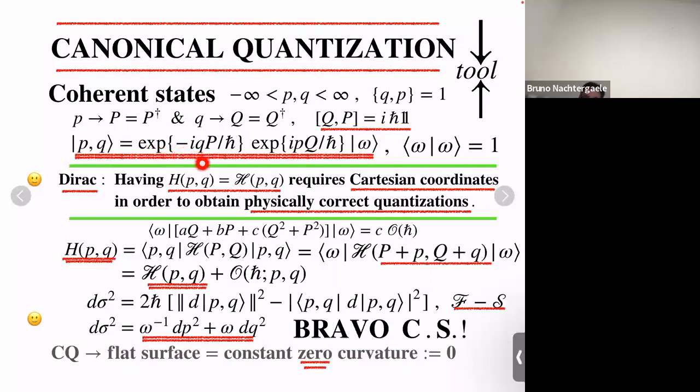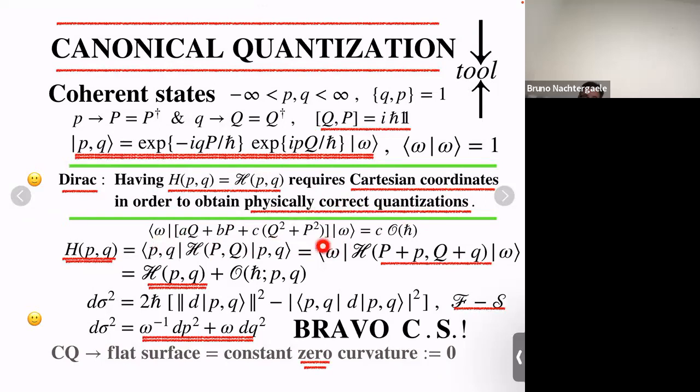Exponential of minus i little q capital P over h bar, exponential of i little p capital Q over h bar, and a fiducial vector here, which is normalized. Now, Dirac has said that the classical function of the classical variables can be made into the quantum function of the classical variables, but that requires Cartesian coordinates in order to obtain physically correct quantizations. Let's see what we can do.